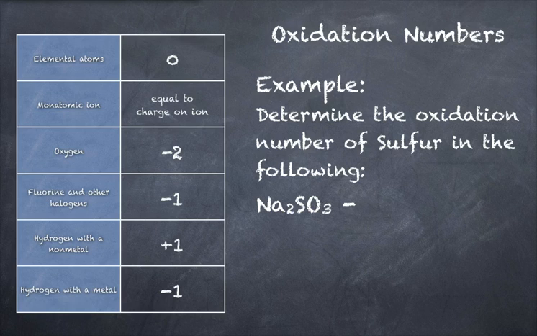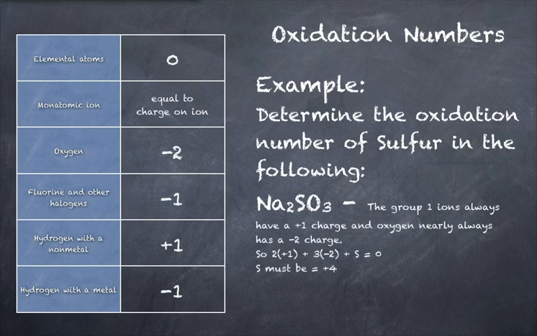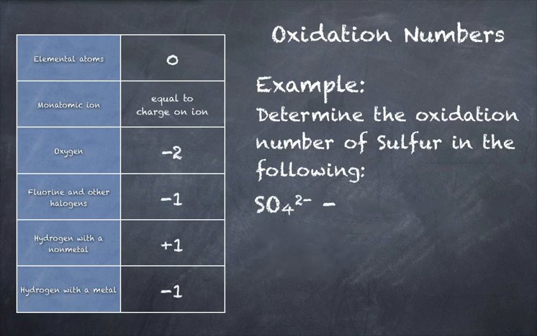In this sodium sulfite, Na2SO3, this is a compound. We know that the sodium is in group 1, so there are 2 positive 1s here. Oxygen is negative 2, so there are 3 negative 2s. So I've got 2 positive 1s, 3 negative 2s, and it all equals 0. That means the sulfur is going to have to be whatever's left over to make 0, which in this case is positive 4.